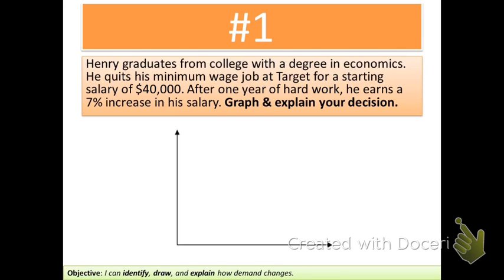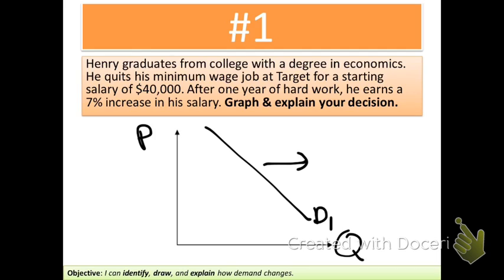So let's start off by telling a story. We always have our axes. We label them P and Q. We always have our demand curve, and we label that D1. Now it says that Henry graduated. He has a lot more money. That's going to be an increase in income, and we're going to draw D2 over here.